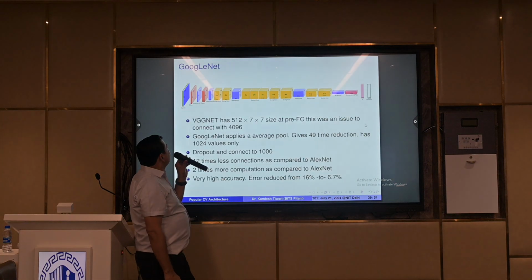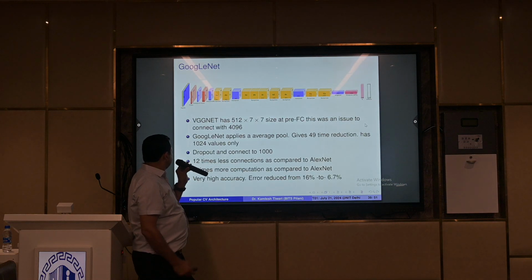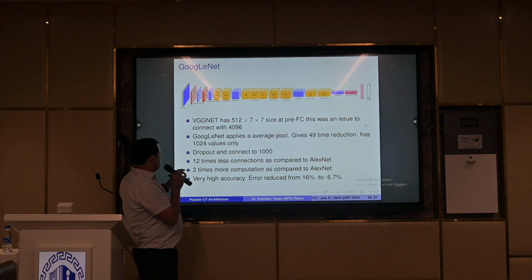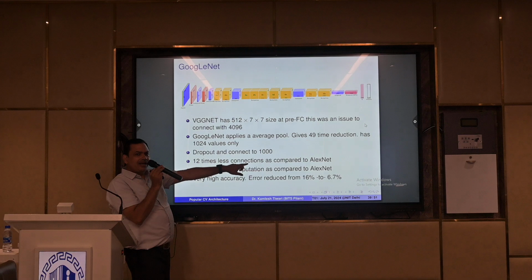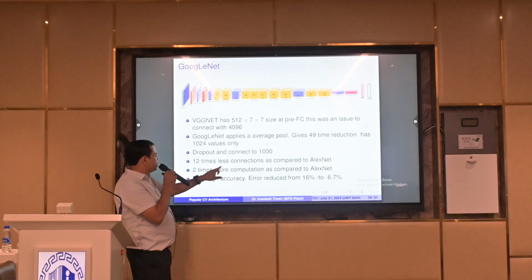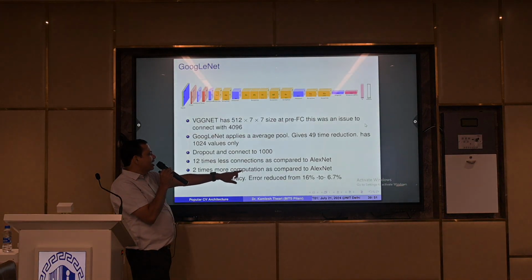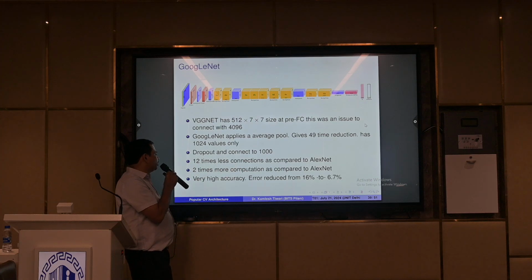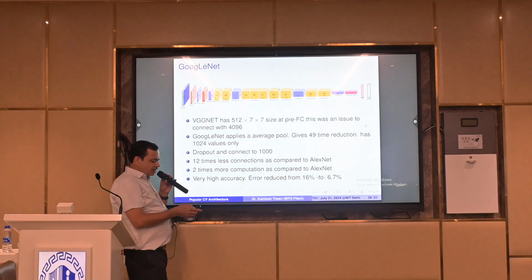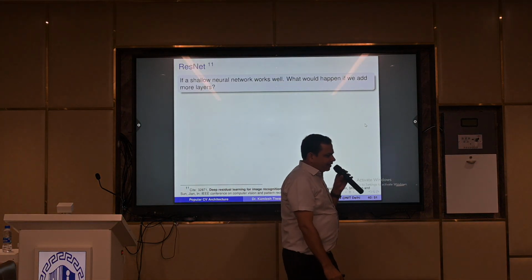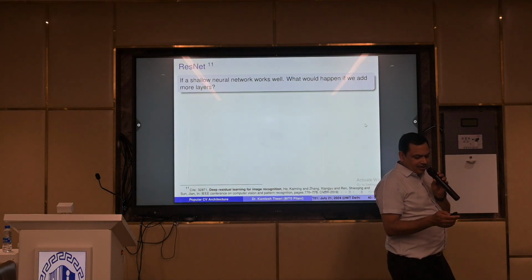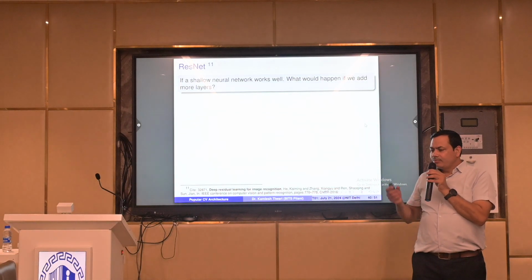All right. So what was the next architecture? Very important feature: 12 times fewer connections as compared to AlexNet. It has even fewer connections than AlexNet. 2 times more computation as compared to AlexNet. It does more computation with very high accuracy. Okay, this is what the parameter is. Next thing was ResNet. And ResNet was, do you remember how many layers it had?